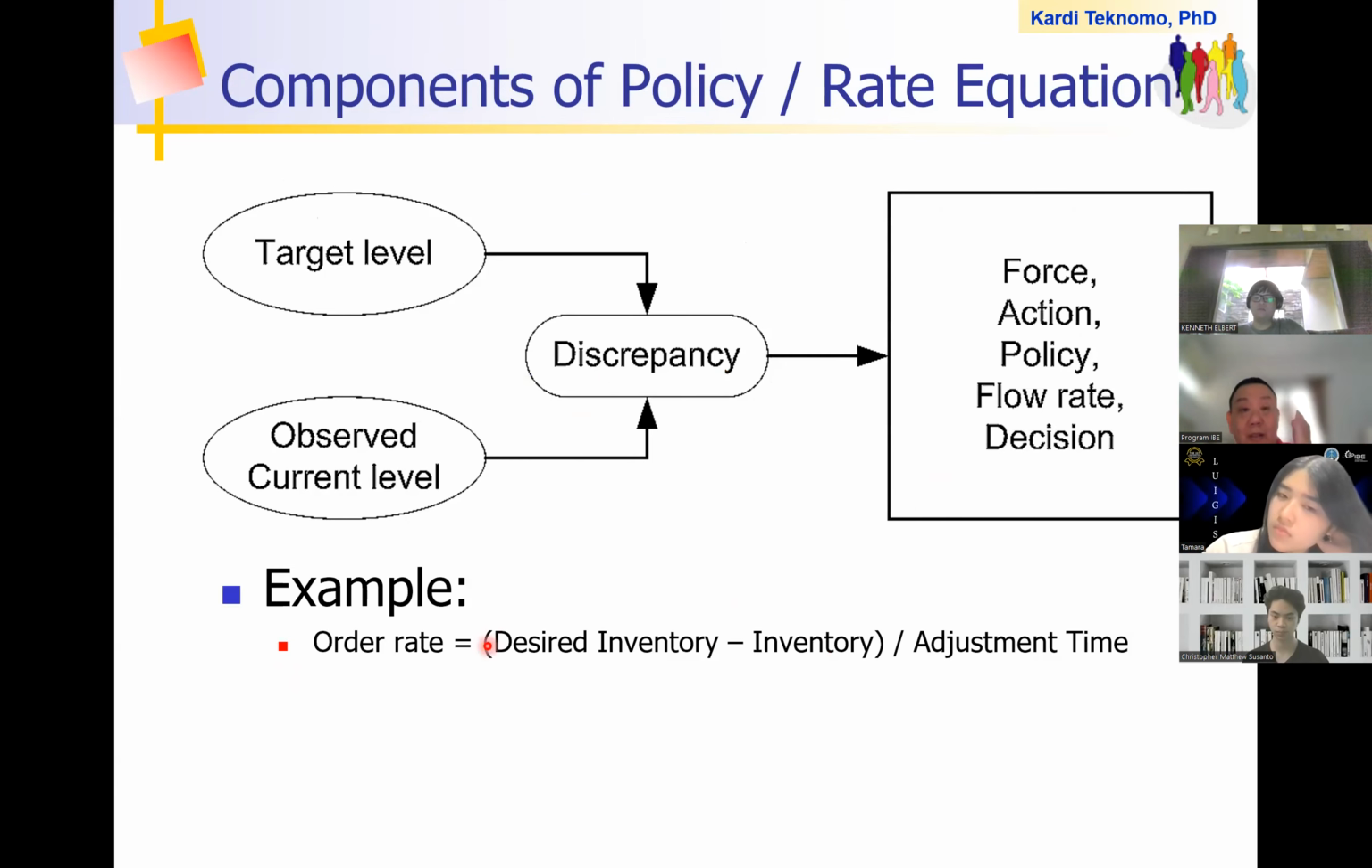So here, say you have a target level. This is your goal. And you observe the current level. Remember, this is the current level, not the rate. And you check the discrepancy. From there you create the action: the policy, the flow rate, the decision. This is an example. What is your desired inventory? This is the goal. What is the current level of inventory? When you subtract this, you get the discrepancy. Then you apply the factor, and you will get the action, which is the order rate.